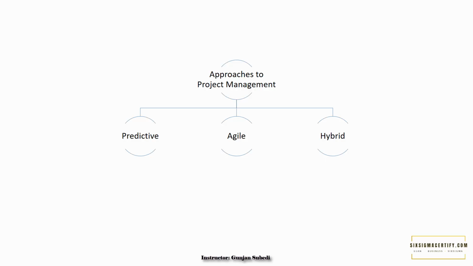Approaches of the project management. There are basically three approaches of project management, that is predictive, agile, and hybrid.